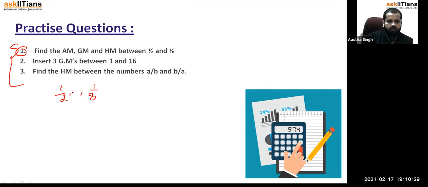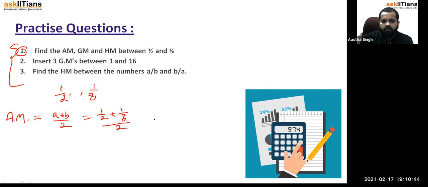Find AM. If two numbers are given, then AM is equal to (A plus B) by 2. What is A? A is 1 by 2, plus 1 by 8, divided by 2. The LCM is 8, so the numerator will be 4 plus 1, which is 5, so 5 over 8 divided by 2 gives 10 by 8, which is 5 by 4. Right, guys?